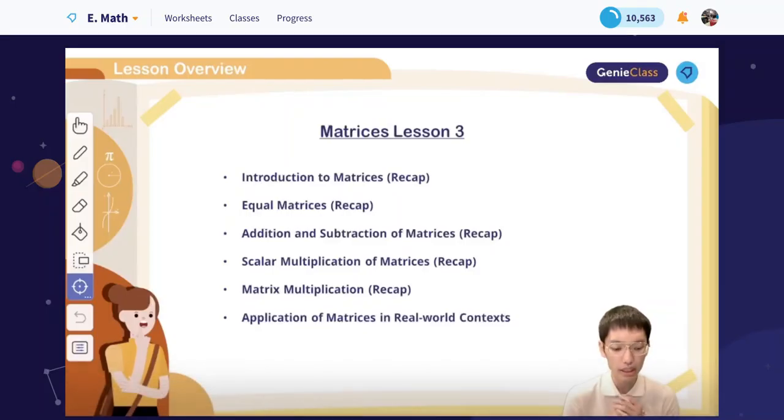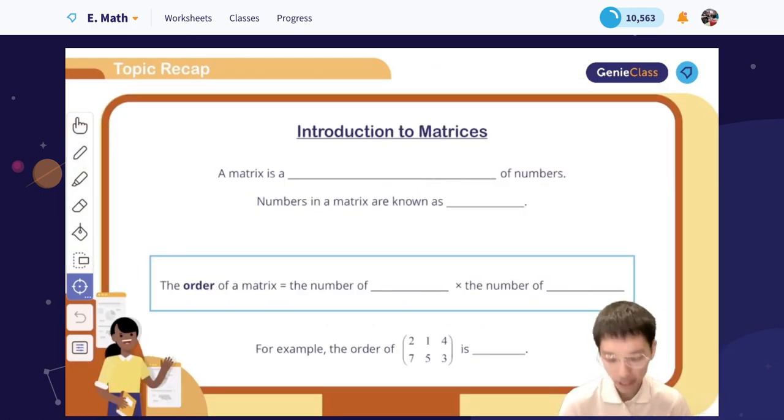We are actually going to recap quite a lot of stuff, as you can see from this particular lesson slot over here. But most importantly is this. We are actually going to see how we apply matrices in real-world context. So how does it apply? Okay, in fact, let's recap a lot of stuff first, shall we?